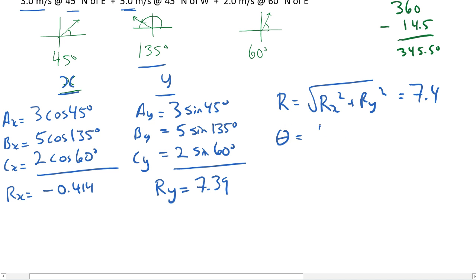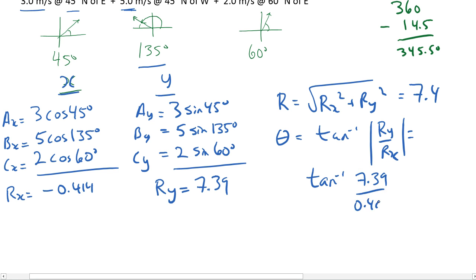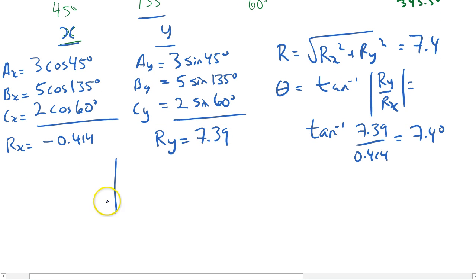And my direction is going to be the inverse tan of the absolute value of Ry over Rx. One's negative and one's positive, so I've got to make sure that I enter it as a positive. So that would be the inverse tan of 7.39 divided by 0.414. And that direction is 7.4 degrees. So thinking now about which quadrant that is in, my Rx is negative, and my Ry is positive. So here's my resultant. This is the angle that we just figured out, 7.4 degrees. So thinking about what that would look like, my direction here is going to be equal to 180 minus 7.4 degrees.